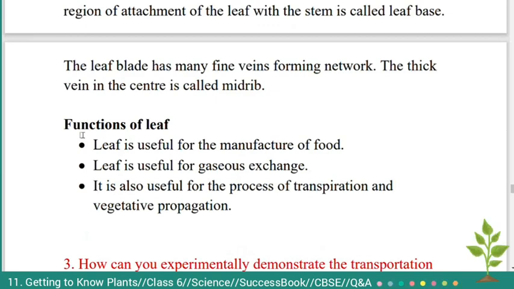The leaf blade has many fine veins forming a network. The thick vein in the center is called midrib. Now, functions of leaf. Leaf is useful for the manufacture of food. Leaf is useful for gaseous exchange. It is also useful for the purpose of transpiration and vegetative propagation.